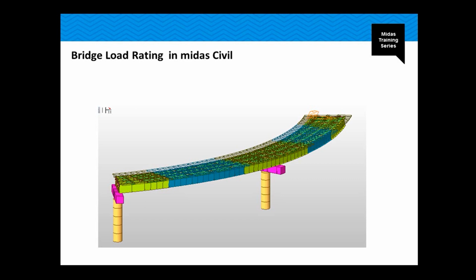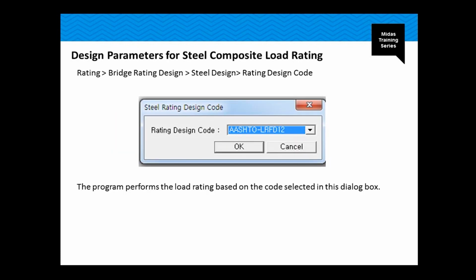In this case, we're gonna have a steel composite bridge, which is the one that we're gonna do the rating first. And before we go into the program, I want to define the different standards or parameters that are in the program. First of all, we have the rating design code. In this case, let's just focus on the steel design rating, and we're gonna see how it is performed in the program. You have the option of defining the actual rating design code in the program, and as you can see, the program performs the load rating based on the code that you select.